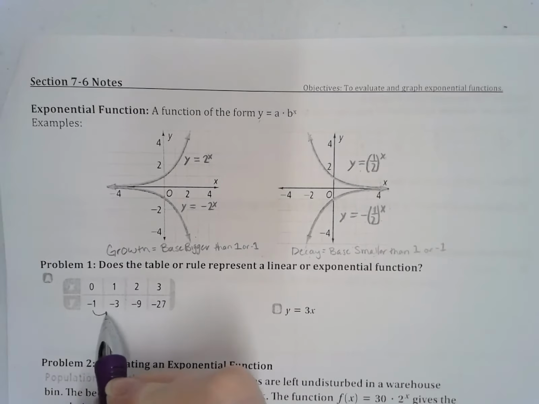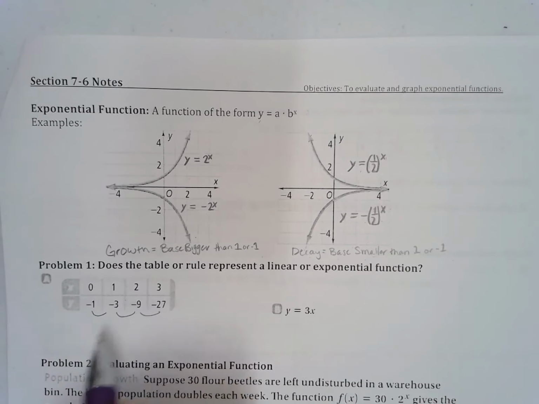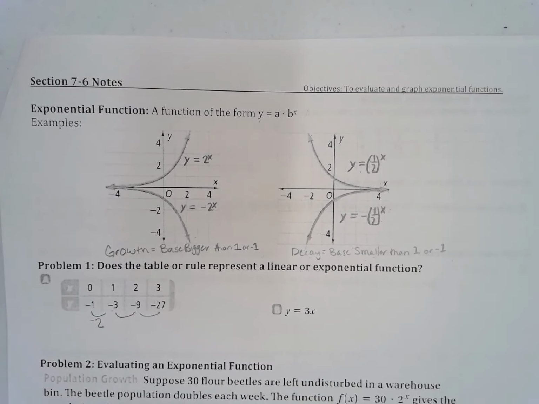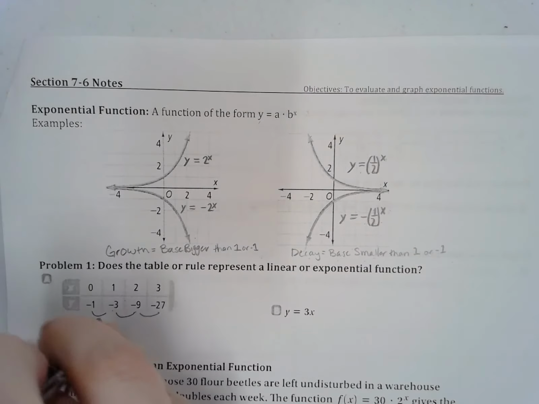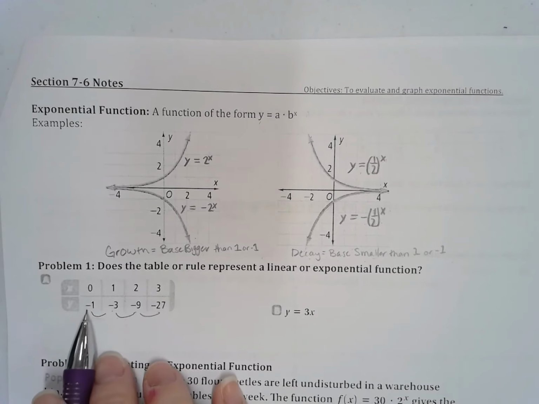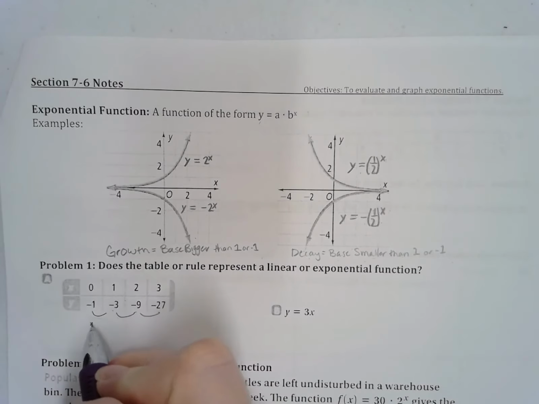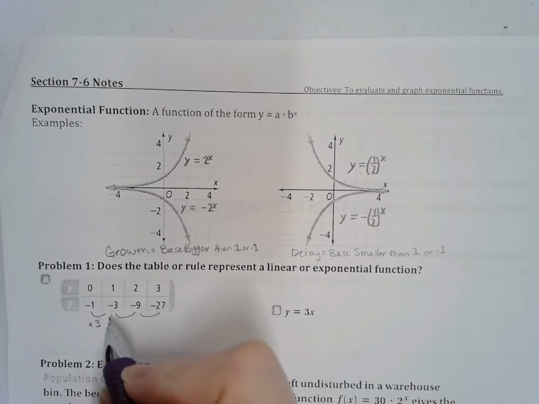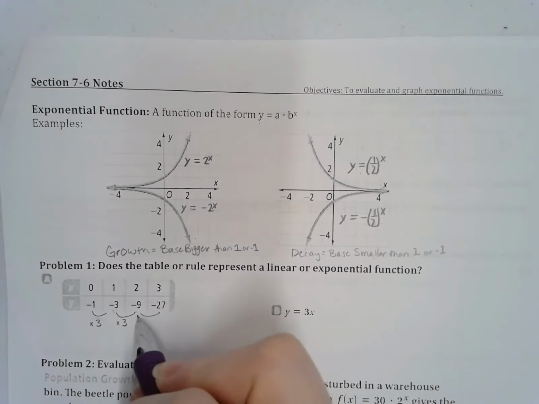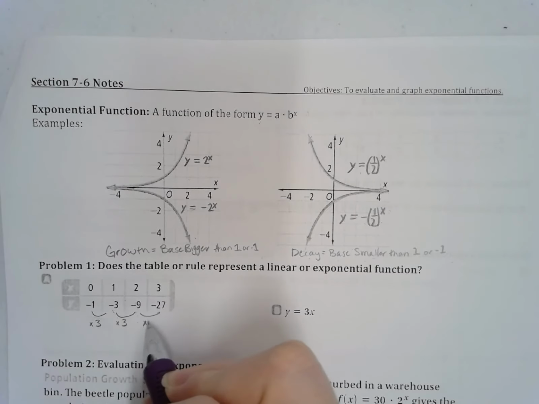The other way is to look for the pattern of the y's. So if I look for the y's, to get from 1 to -3, I could subtract 2. But with that same pattern, could I subtract 2 to get from -3 to -9? No, that wouldn't work. If you can add or subtract in the same pattern, that is called a linear function. This, though, to get from -1 to -3, I could also try multiplying by 3. And then from -3 to -9, I can multiply by 3. That works. And -9 to -27 is another multiplication of 3.